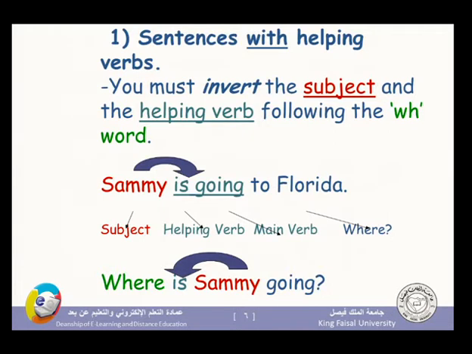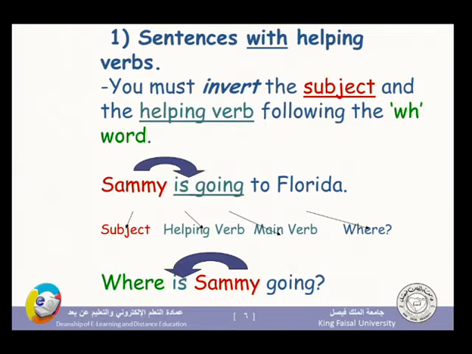If I want to ask about the time when he was, or he was in the market, for example, the only thing I do is replacing where with when. But the rule stays as it is. Ahmed went to the market. Or Ahmed was in the market. Was Ahmed? I invert the auxiliary before the subject. Then when was Ahmed in the market? The answer, Ahmed was in the market at 7 o'clock. So the rule stays as it is.